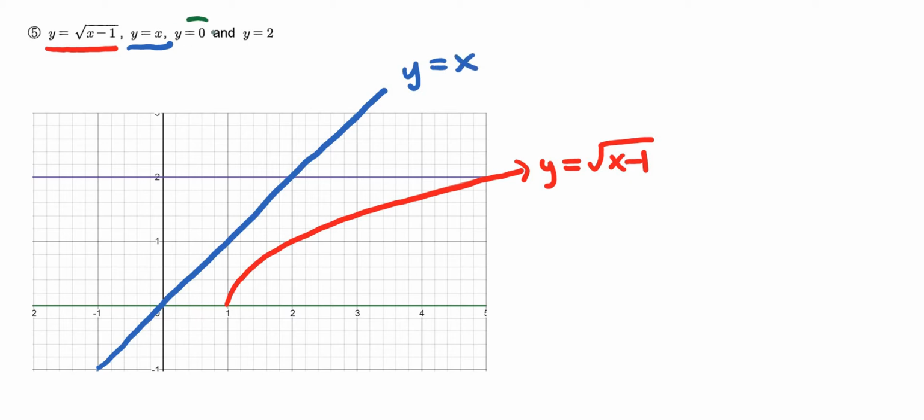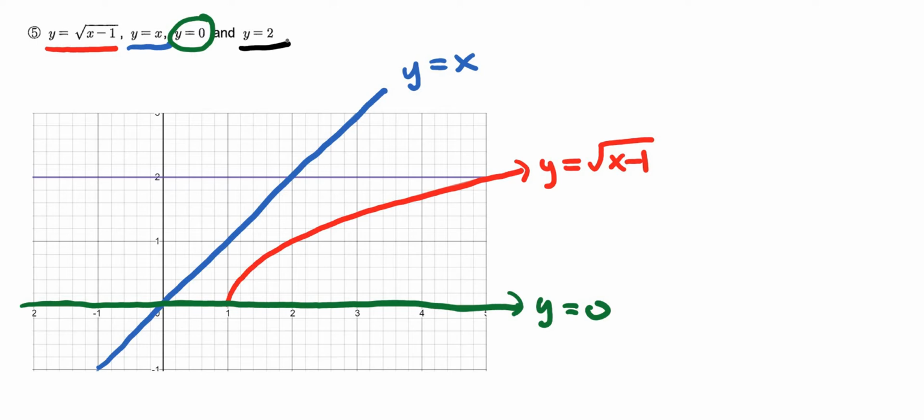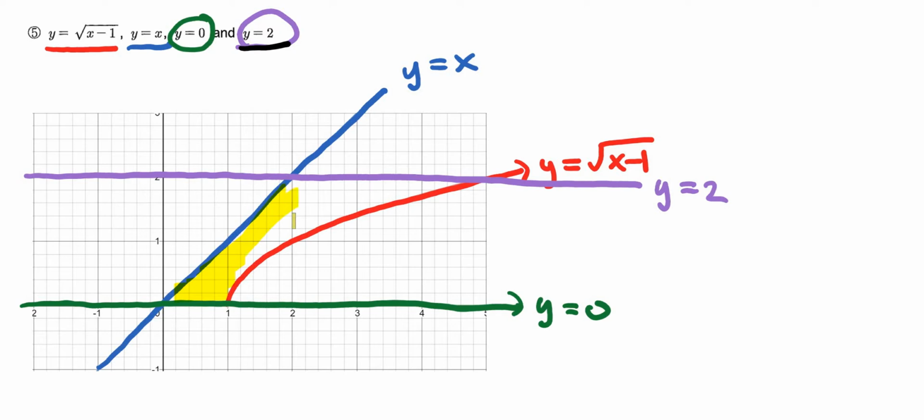And then I'm given y equals 0, which is this horizontal line right there. So that's y equals 0. And finally, I also have y equals 2, which is another horizontal line right there. So that's y equals 2. And the area enclosed by all 4 of these curves is this yellow region right here. So I need to write an integral expression to find that particular area.